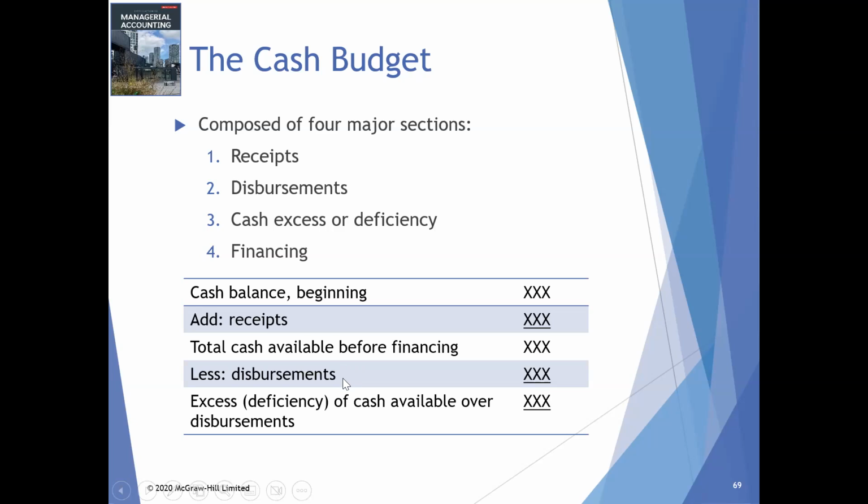Disbursement, that I explained: direct labor, direct material, then we have manufacturing overhead and selling and administration overhead. So the total of all these will be deducted from here. The excess or deficiency of the cash available after the disbursement will be written here.